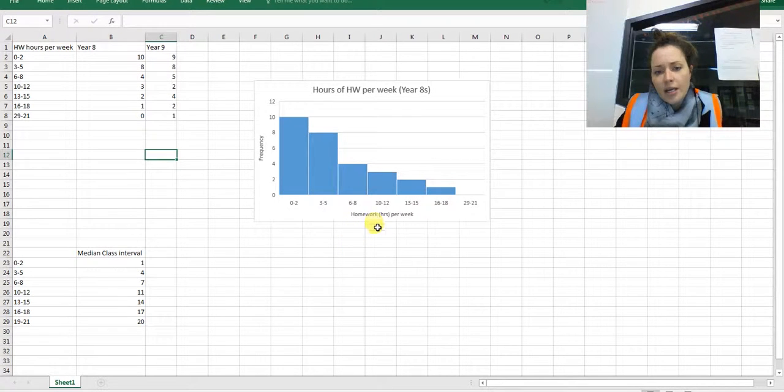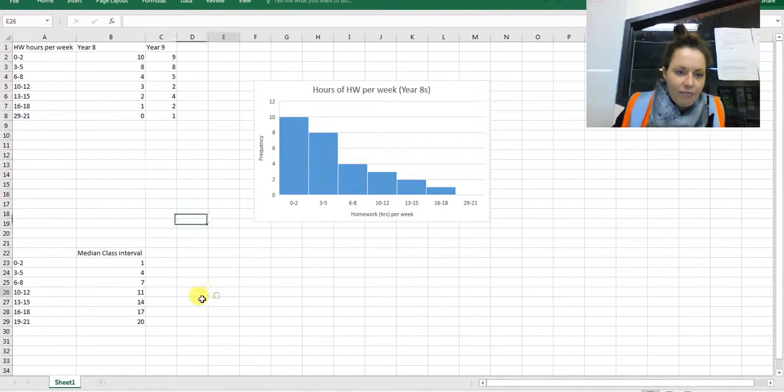Remember to label your axes, so you need to label your X and Y axis, and make sure that you include the title, clearly indicating which group data you're looking at. So say, for example, this is Year 8 data, and then I need to create another histogram for my Year 9 data. So just a bit of terminology.